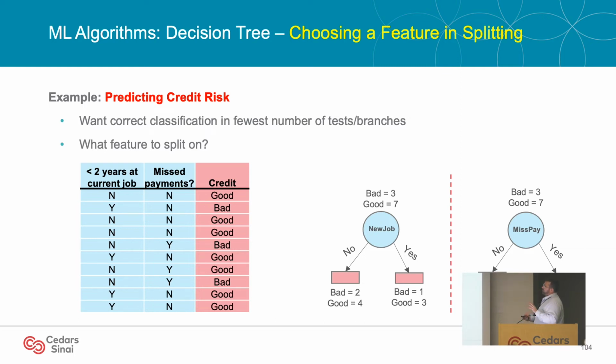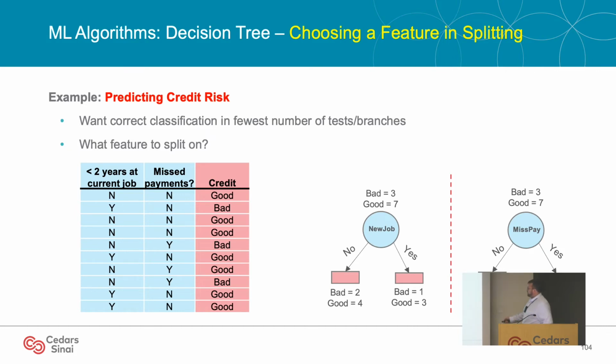We're going to use this example of predicting credit risk, just because it's really simple. We want to classify whether you have good or bad credit, and we have two features. Have you spent less than 2 years at the current job, yes or no? And have you missed any payments in your life, yes or no? So what feature here do we want to split on?